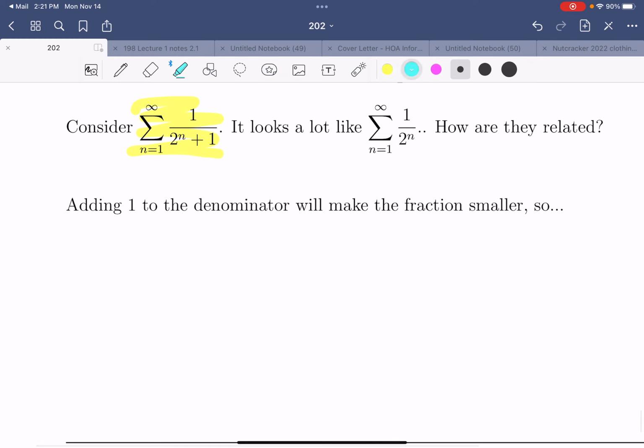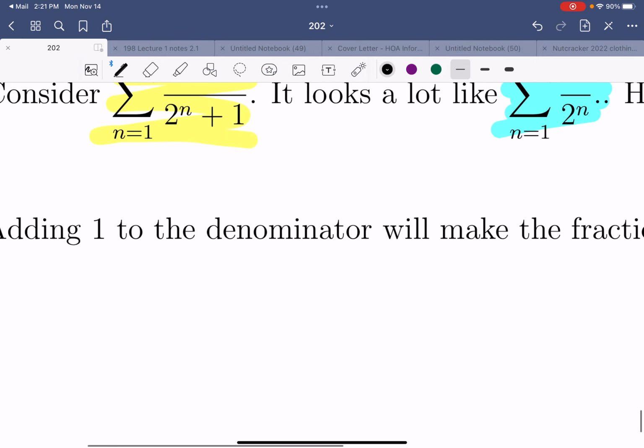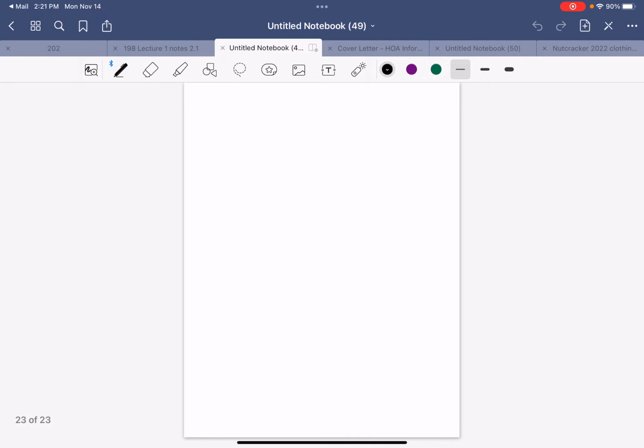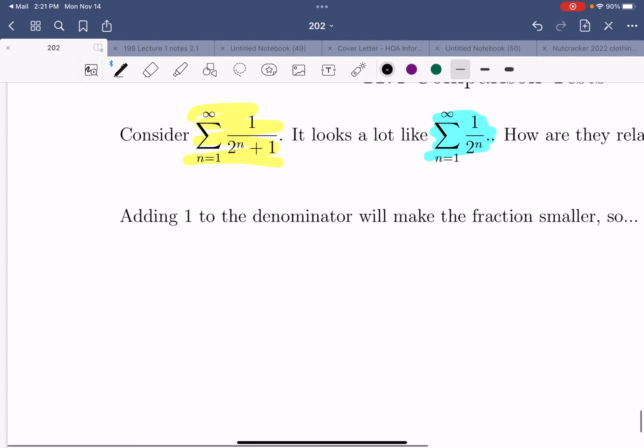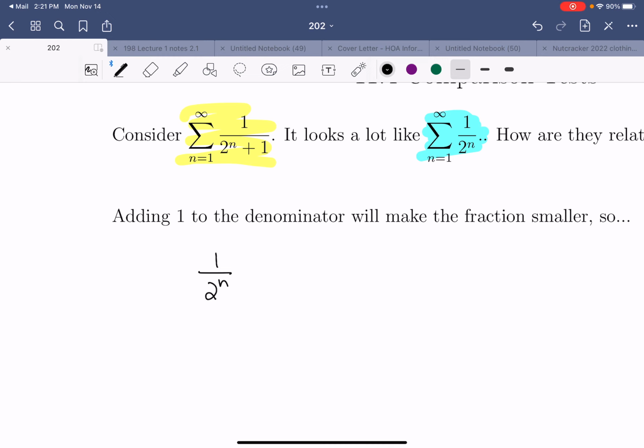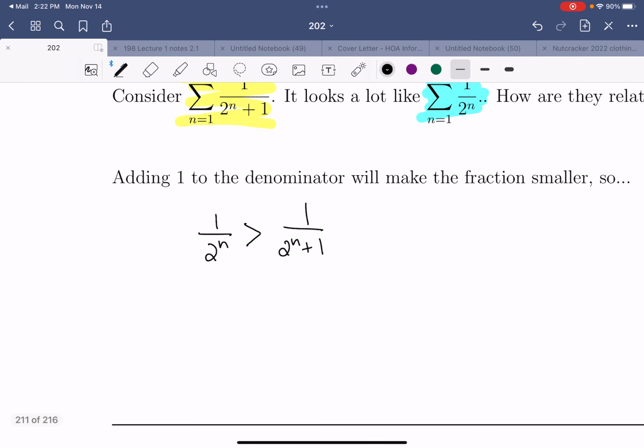Now, if we compare these two series, on the left I'm adding 1 to the denominator compared to the right, and that's going to make my fraction smaller. So I can say that 1 over 2 to the n is bigger than 1 over 2 to the n plus 1, right? And we can show that if we needed to. We could multiply both sides by both denominators, and we'd have 2 to the n plus 1 is bigger than 2 to the n, and that makes sense.